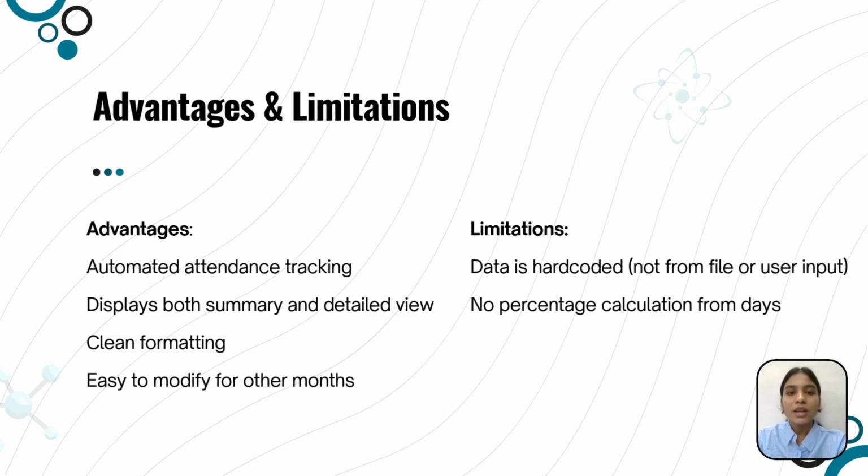Now, coming to the advantages and limitations of my project. Advantages: it automatically tracks attendance, and it shows both a summary view and a detailed view. The output is clean and well formatted, and it is easy to change for other months also. Limitations: the data is hard coded, that means it is written directly in the program, not taken from user input or a file, and the percentage is not calculated automatically from the number of days, it is entered manually.